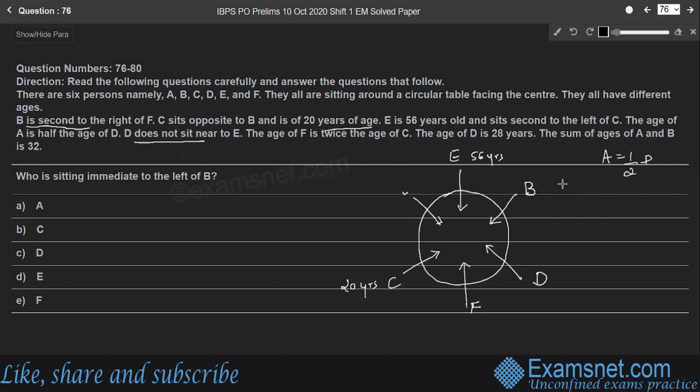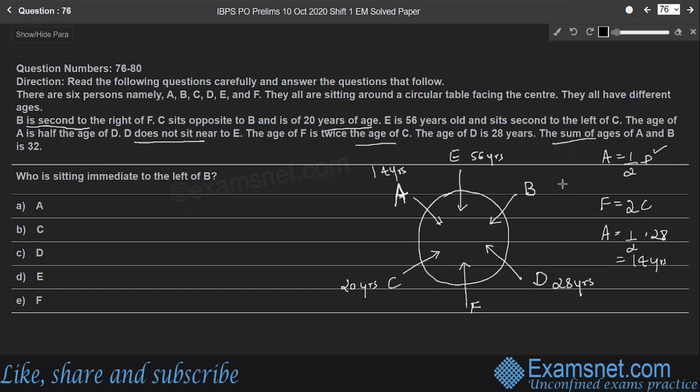And the age of F is twice the age of C. And the age of D is 28 years. And the position for A is here, opposite to D. So if D's age is 28 years, the age of A will be half of D. That is, half of 28 is 14 years. A is 14 years old.